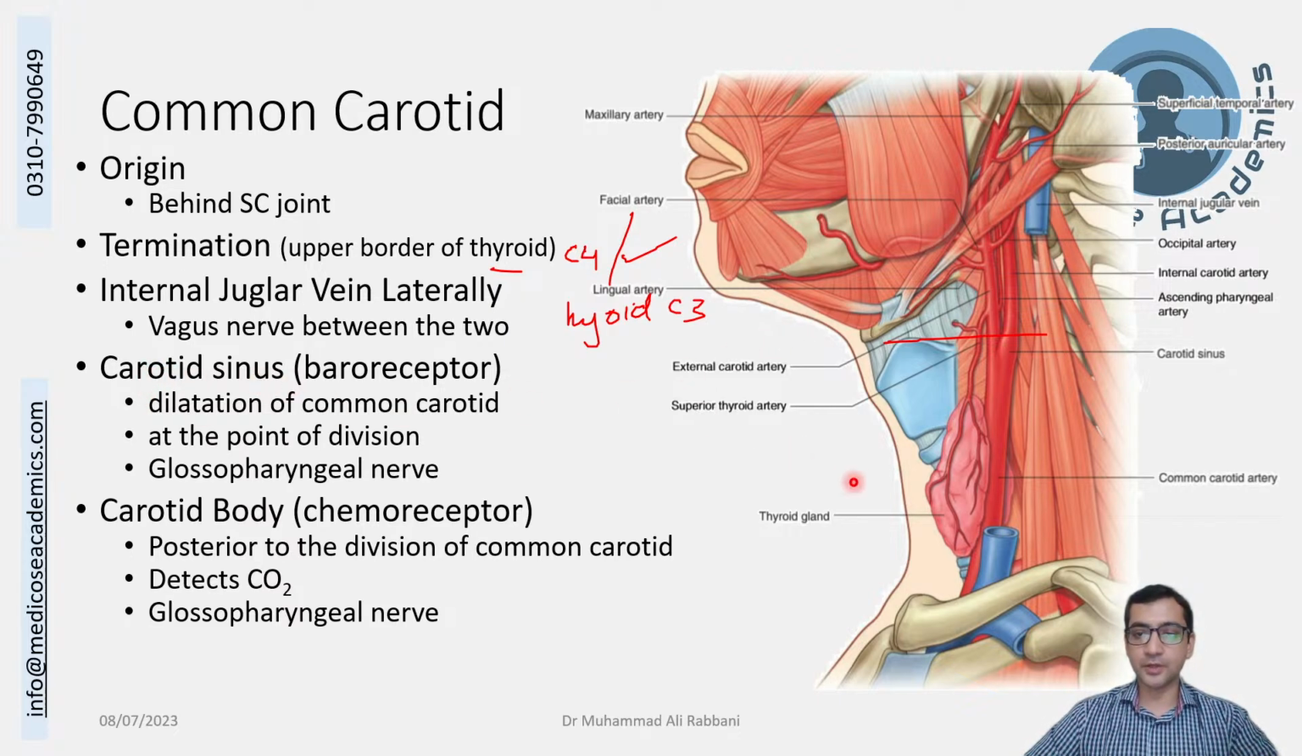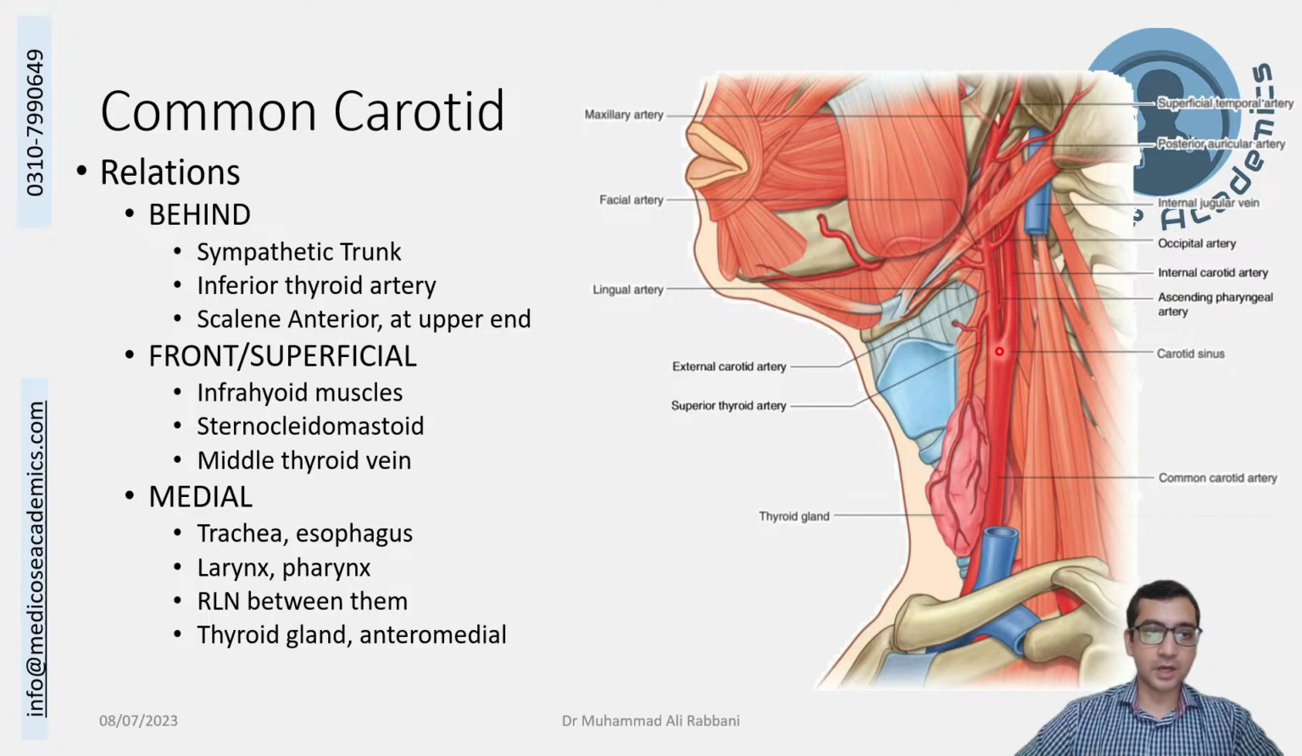The carotid sinus has a baroreceptor function. It is present here. It is supplied by the glossopharyngeal nerve, and the carotid body is just in front of it, right here. And it has a chemoreceptor function. It detects carbon dioxide. What are the relations? What are the structures that are related to it in different views?